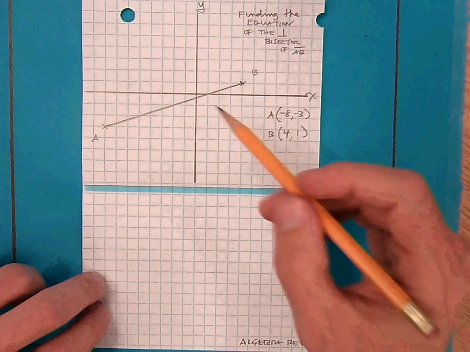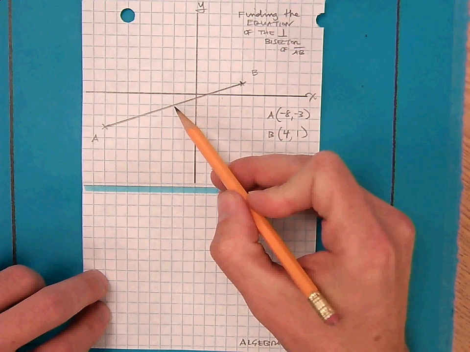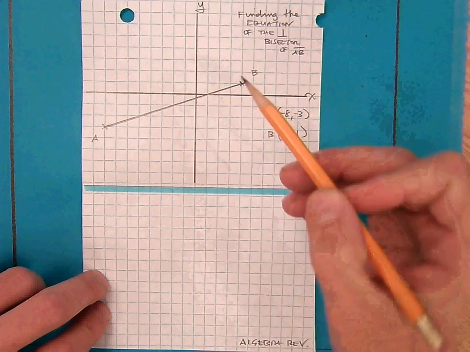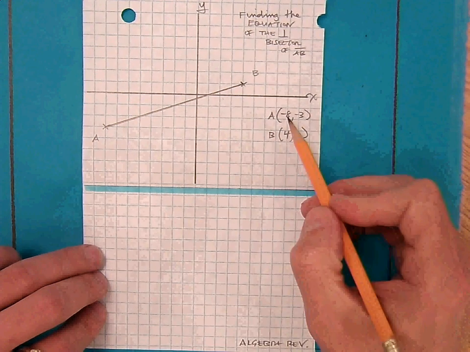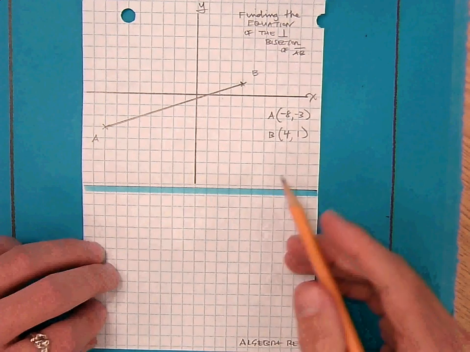What we know is that the perpendicular bisector will go through the midpoint. The midpoint's about right here if you just kind of eyeball it. What we're going to try to do is find that by doing the following. If you look, we have these 2 points here, so what we can do is calculate the midpoint. We're going to call the midpoint P.